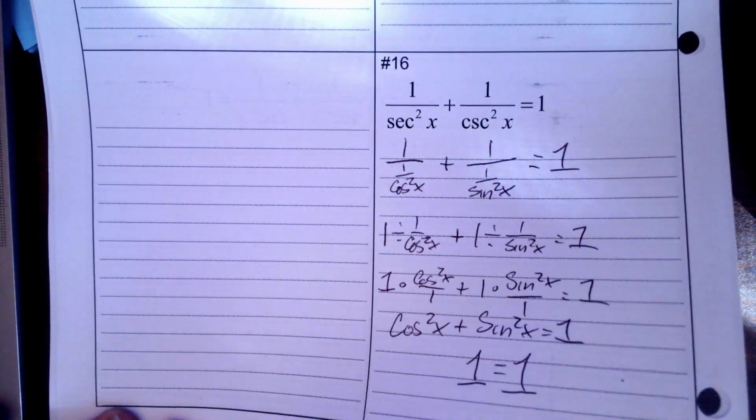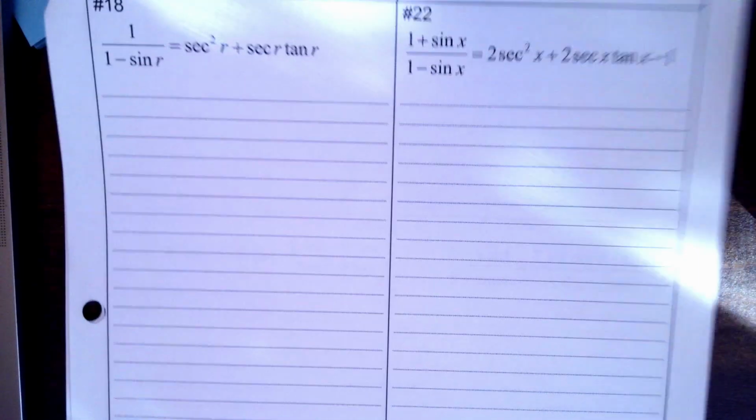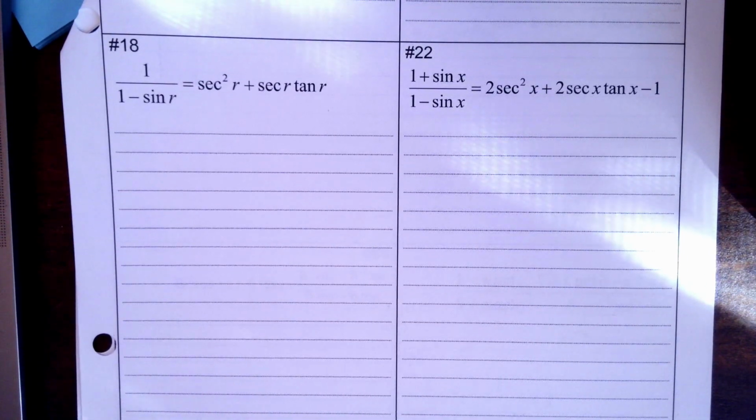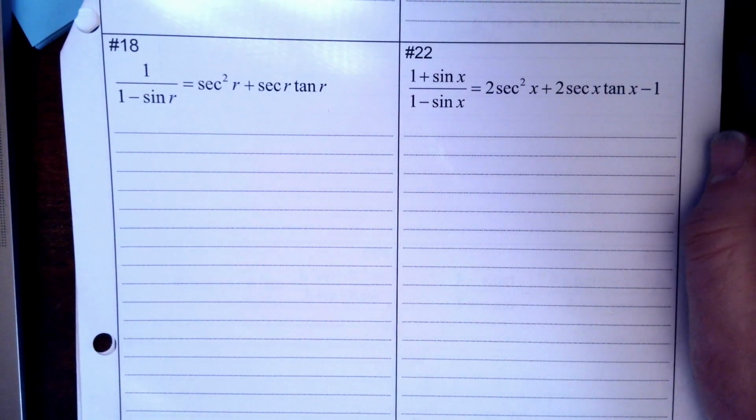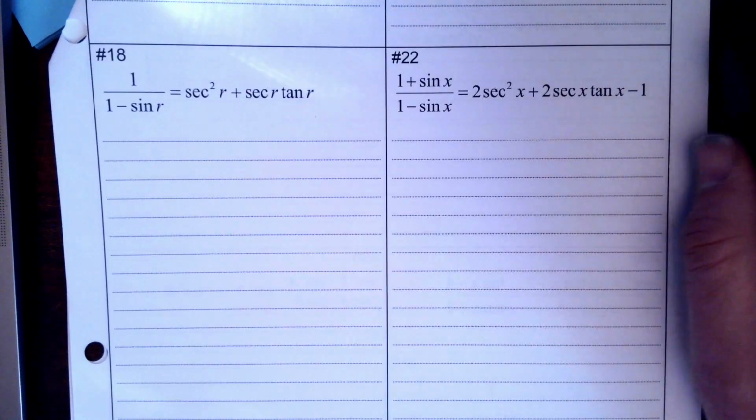Going further into 3.2c, we'll probably do the next 2 here and then pick up the rest for the back page in the next video. But we have for number 18, 1 over 1 minus the sine of r equals the secant squared of r plus the secant of r times the tangent of r.